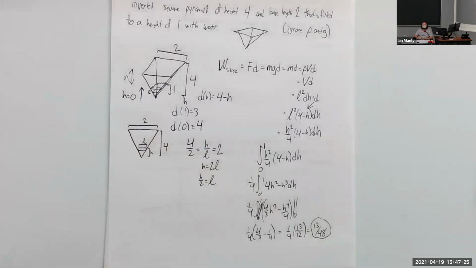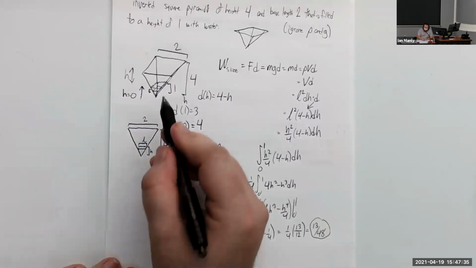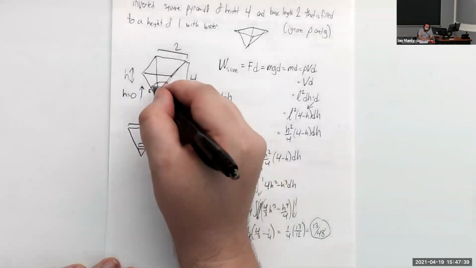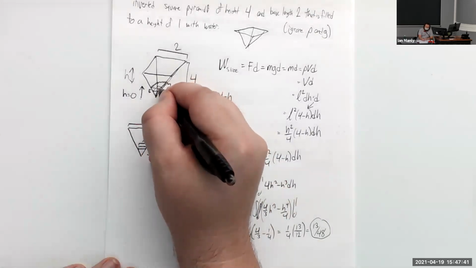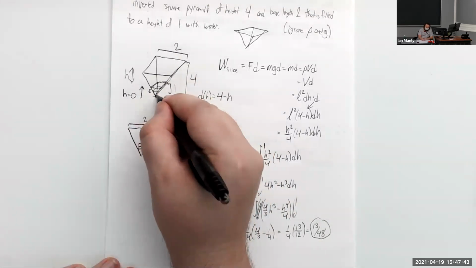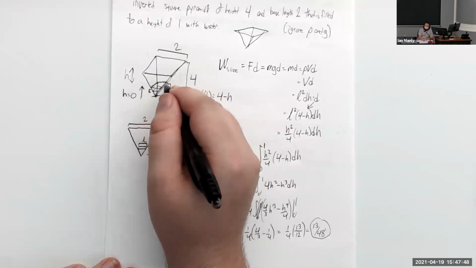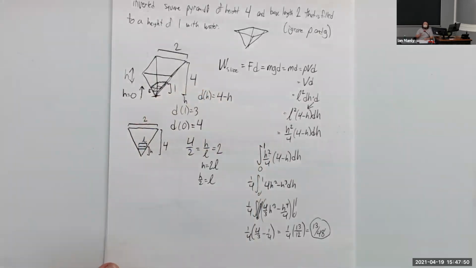Yeah, what's up? Sorry, why aren't the bounds from 1 to 4 instead of 0 to 1? The bounds are always wherever the object we're moving is. So we're moving the water, right? So the water starts at h equals 0, and then the water ends at h equals 1. So it's only where the object we're moving begins.